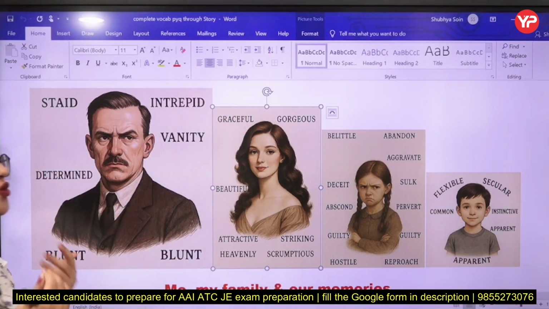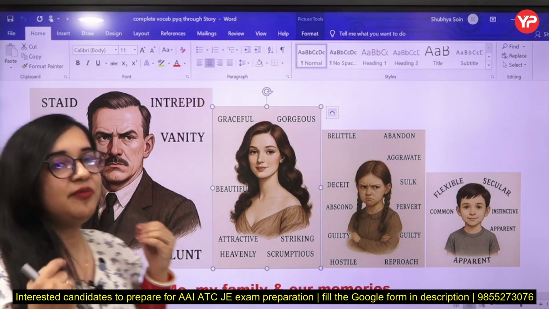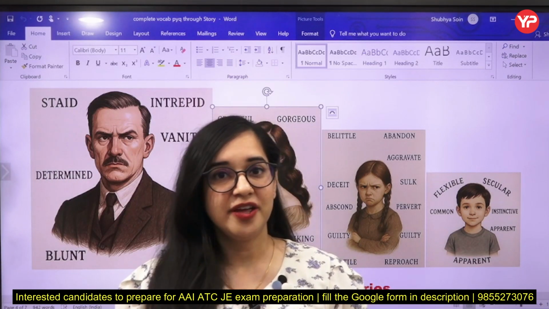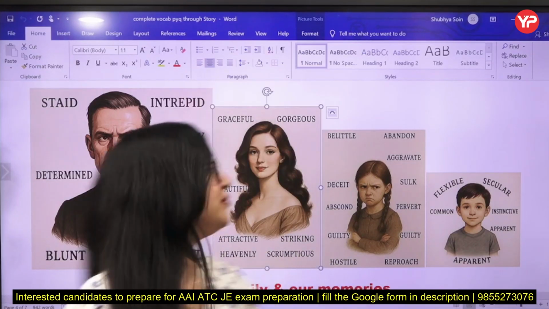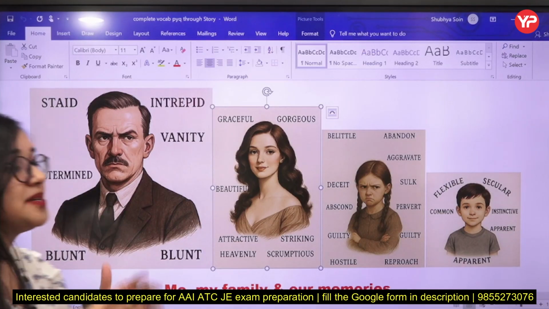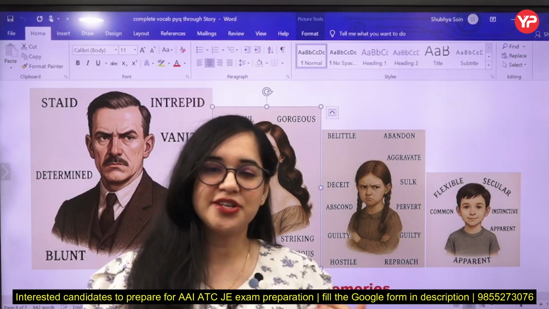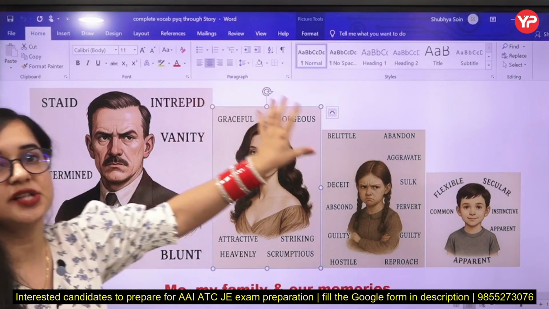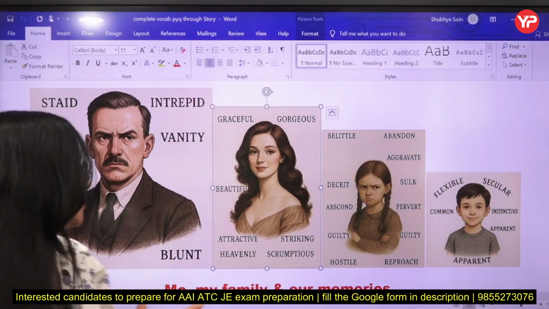Then there is gorgeous, extremely beautiful, very pretty. Beautiful, someone who is good looking. I think there won't be any person in the whole world who won't love the way his mother looks, right? She's very good looking, that is beautiful. Attractive, yes, she is attractive, appealing to the senses, tempting. When she comes out, she looks good, that is also a positive word. So attractive, beautiful, gracious, graceful, gorgeous, all are positive words.